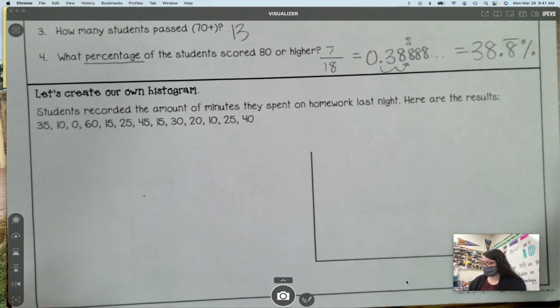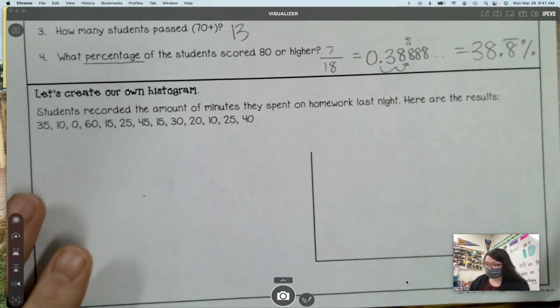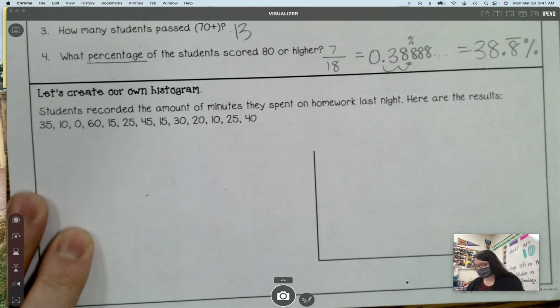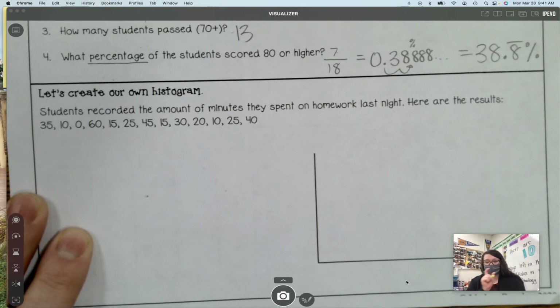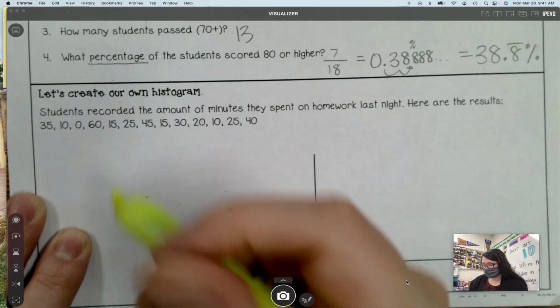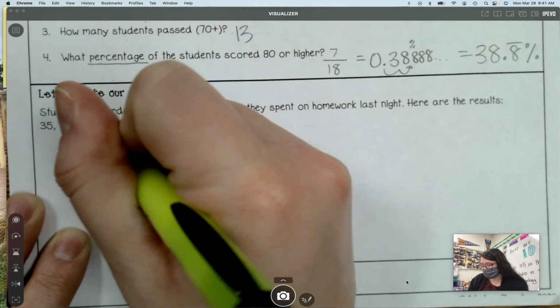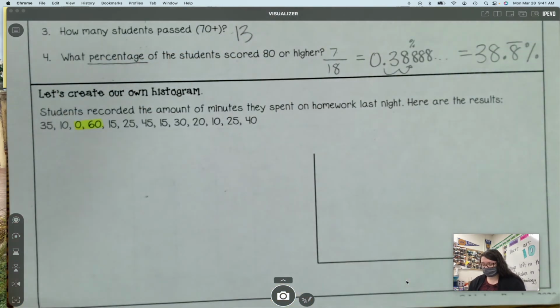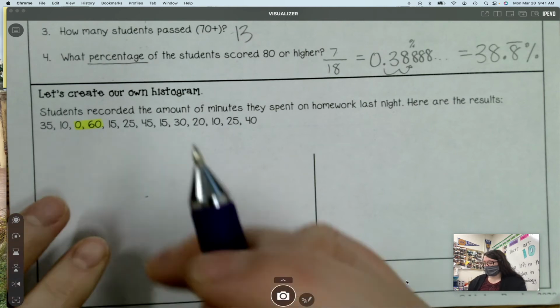We always want to start by looking at what is the smallest number and the biggest number I have. That will help me figure out how to break up my ranges. So here we see the smallest number is 0 and the biggest number is 60. We need to break these sections up to help us find our ranges.